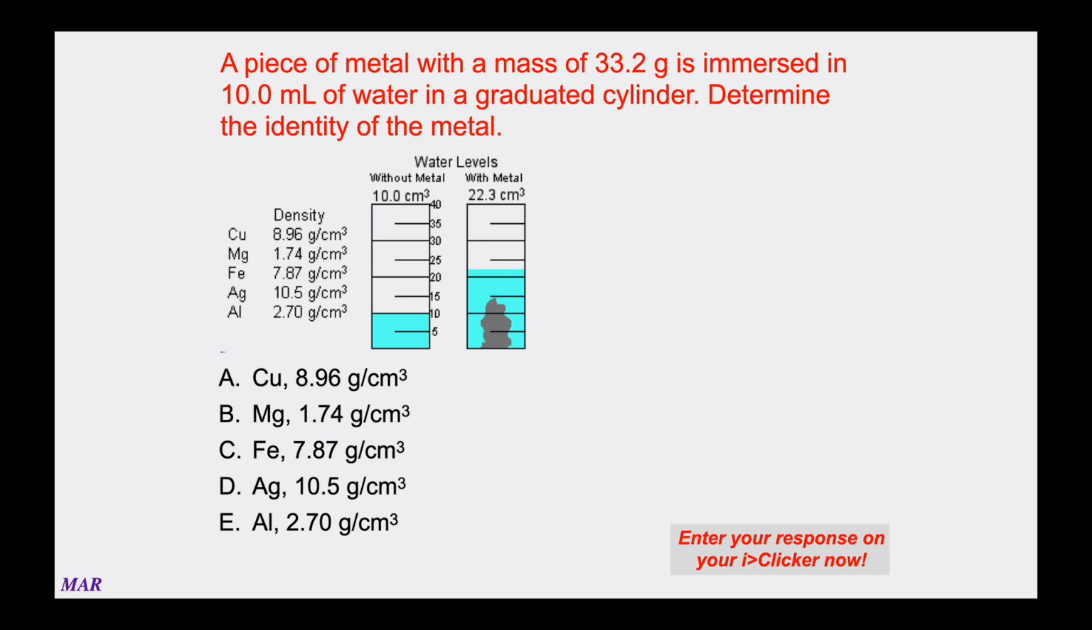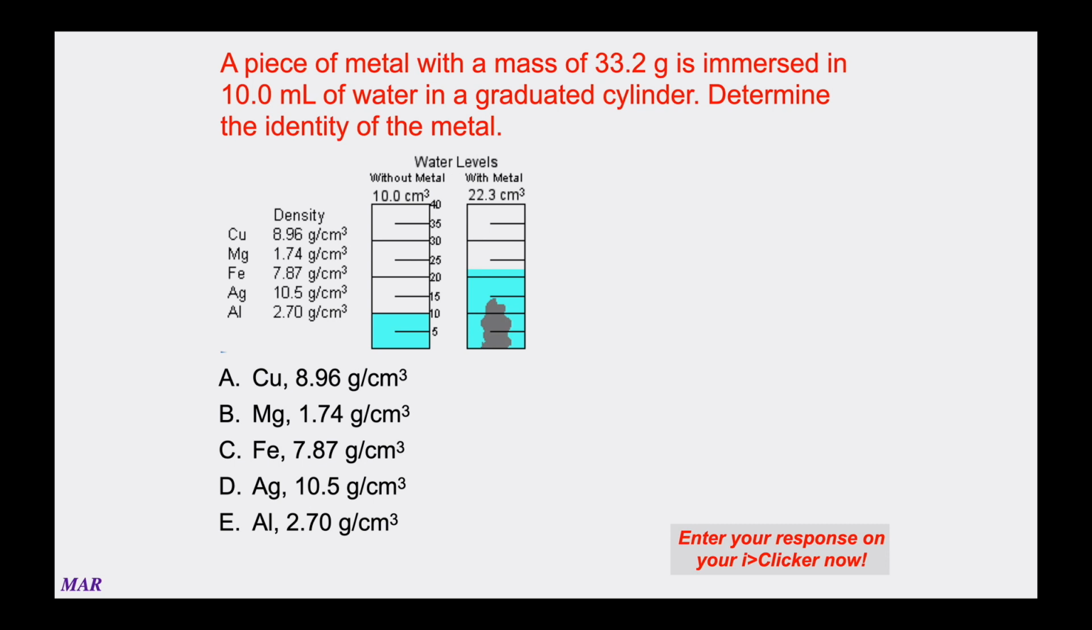And density is mass over volume. The mass is usually represented in grams, and volume can be in milliliters or centimeters cubed. A milliliter is equal to a centimeter cubed, so they're interchangeable. Now, the volume that the metal takes up can be found by the difference of the water volumes.